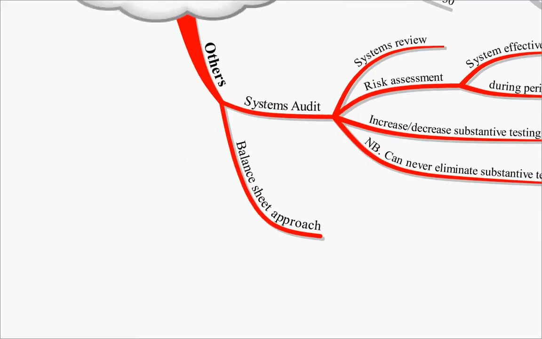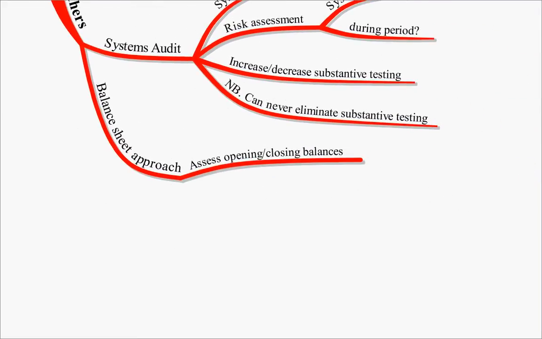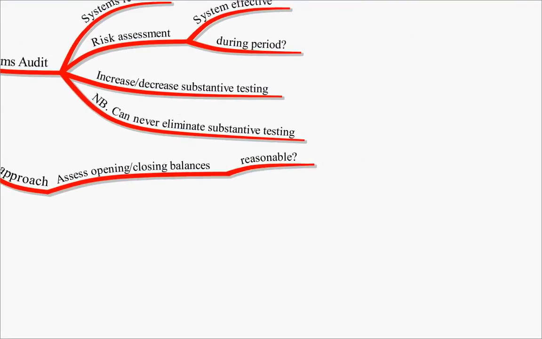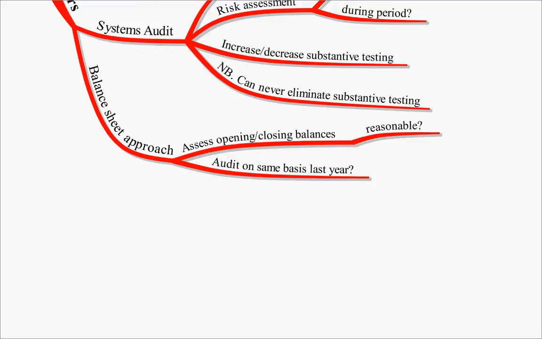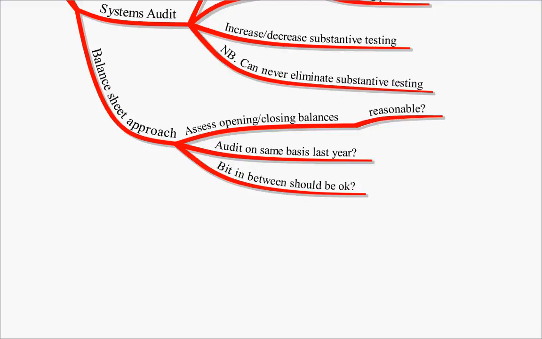A balance sheet approach. Well, what you would do here is you'll assess the opening and closing balances to see whether they're reasonable. You then decide that, well, the balances in between have been audited on the same basis last year, i.e. the opening balances were tested, the closing balances were tested, and we'll assume that the bit in between should be okay. So what we're basically saying is, if the opening balances are okay and the closing balances are okay, well then the bit in between should be okay. Now again, this is a bit limited in terms of actual testing, and there always has to be a risk assessment under the ACCA.